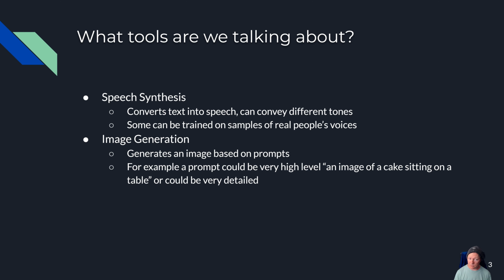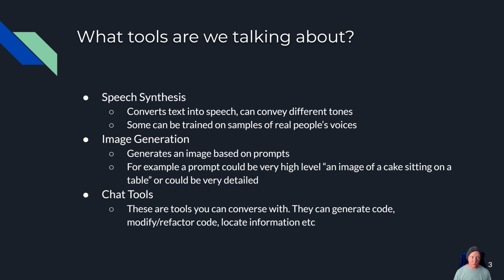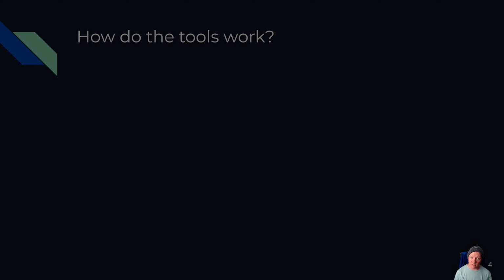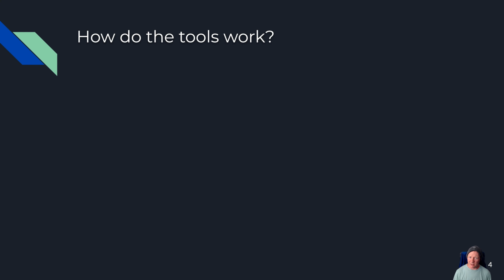Then it can use that for generating those images. There is also, and this is probably the even more well-known one now, the various chat tool style ones. These are ones that you kind of have a conversation with. They can do things like generate code or modify or refactor code, locate information. So they do a lot of different things like that.